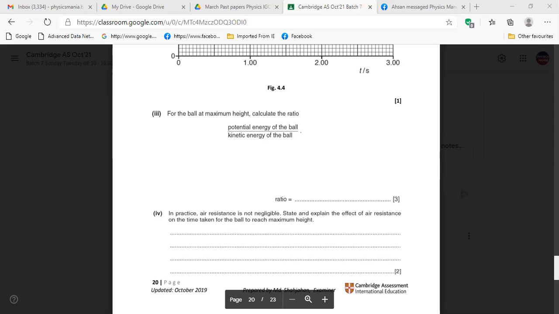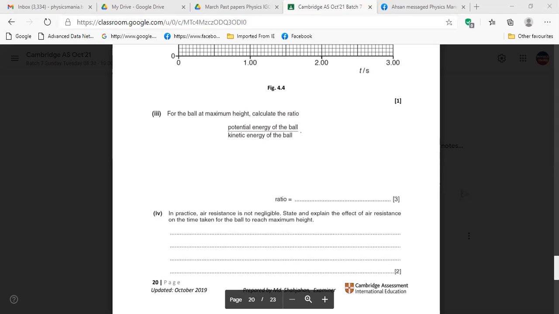Okay, Navid, read part 4, the last part. In practice, air resistance is not negligible. State and explain the effect of air resistance on the time taken for the ball to reach maximum height. Okay, so what will happen if there is air resistance when you are throwing any ball upwards? What will happen?